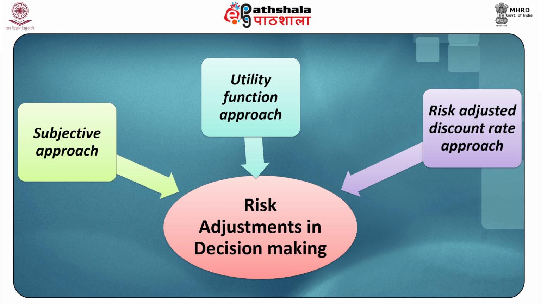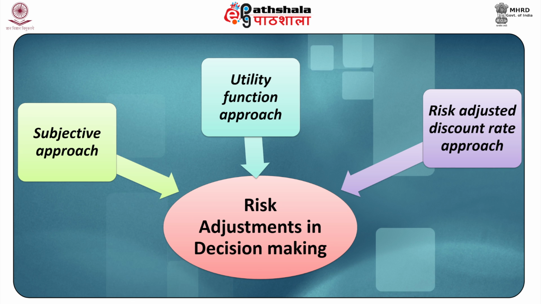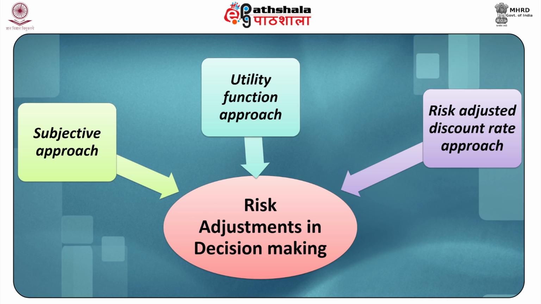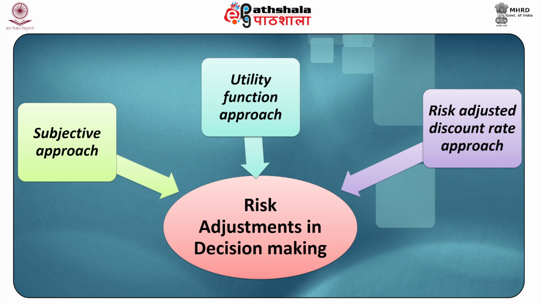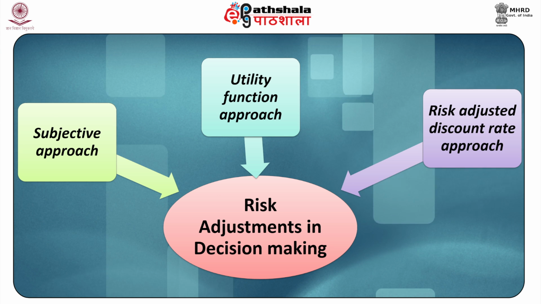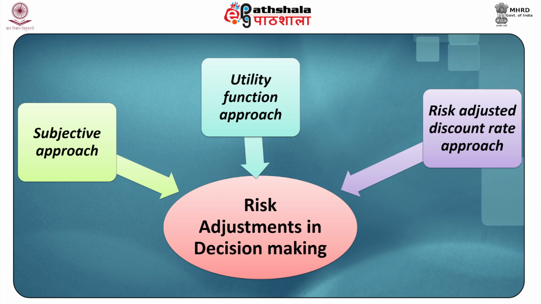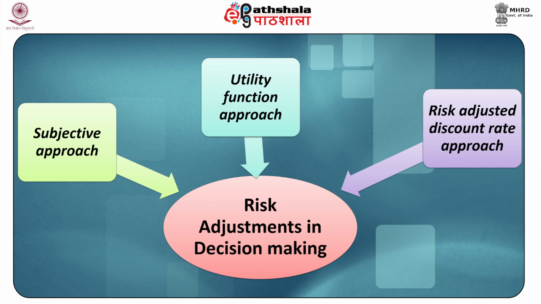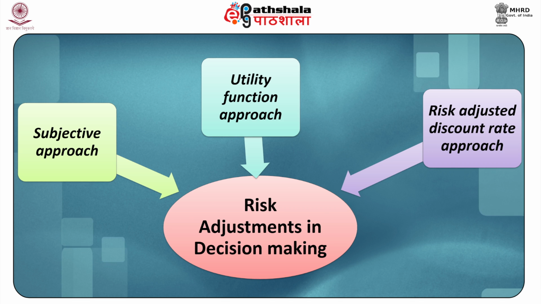Now, in the risk adjusted discount rate approach, a risk premium is added to the risk free discount rate. Where the risk is diversifiable, the discount rate will be the risk free interest rate. However, where the risk is non-diversifiable, a premium is added to the discount rate. With a risk adjusted discount rate, the NPV is equal to sigma Pt divided by (1 plus k) to the power t, minus C, where Pt is the net cash flow at time t, k is the risk adjusted discount rate, and C is the initial capital outflow.